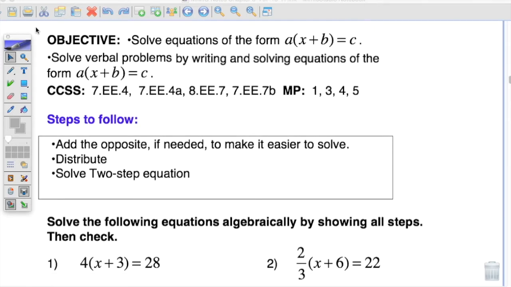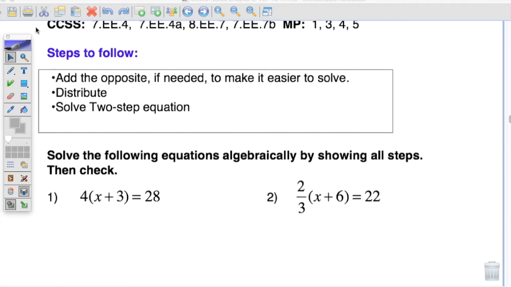The first thing you need to do is write down the steps to follow in the box. The first thing that we're going to do is add the opposite if needed to make it easier to solve, and that's when you have a subtraction problem. The next thing is if you have parentheses and a number attached out in front of your parentheses by multiplication, you're going to distribute. Then you solve the two-step equation.